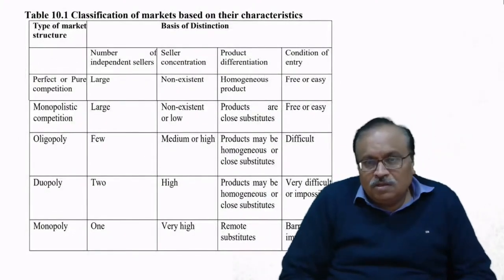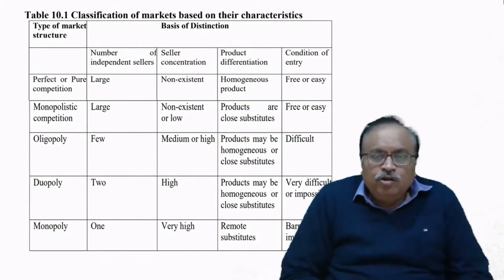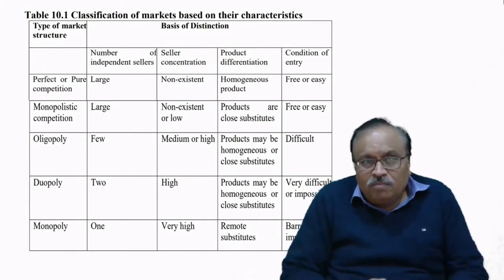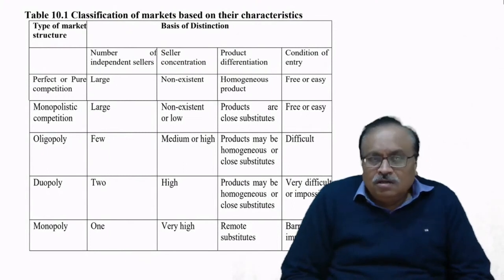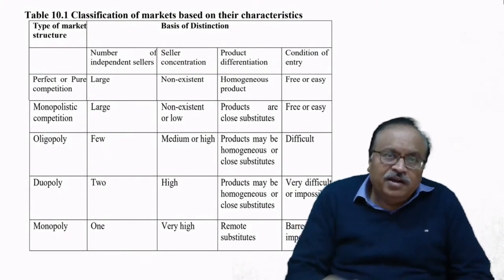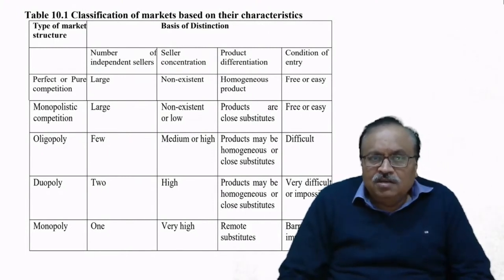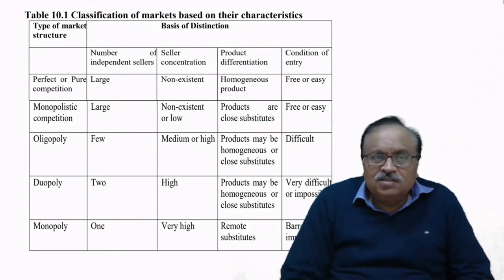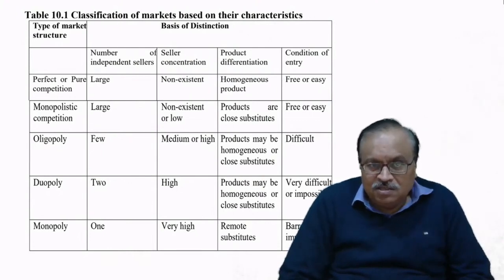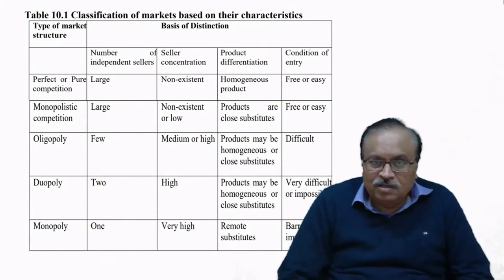So the discussions that we had in the previous slide, we have compiled into a tabular form, and that is how we display these things. For perfect or pure competition, the four characteristics are written at the top: number of independent sellers, seller concentration, product differentiation, and conditions of entry. In pure or perfect competition, the number of independent sellers is large, seller concentration is non-existent, the product is homogeneous, and condition of entry and exit is free.